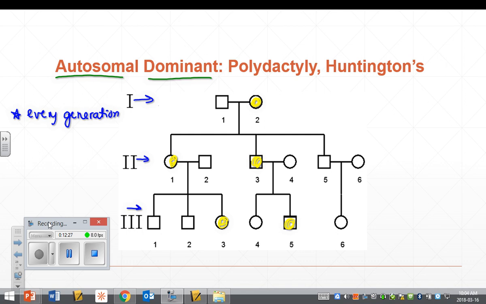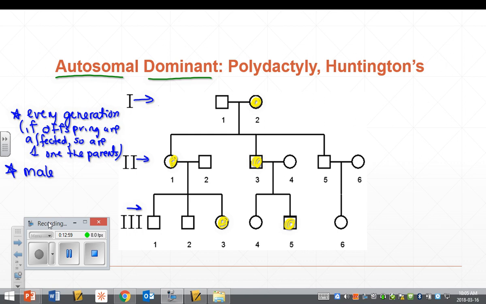Another way of explaining this is that if offspring are affected, so is one of the parents. And that's at least one. Both parents could be affected. But what we're saying is there's no way a kid is getting it if one of their parents didn't also have the trait. Okay? The other thing that we should see, because it's autosomal, is that males and females should be affected approximately equally.